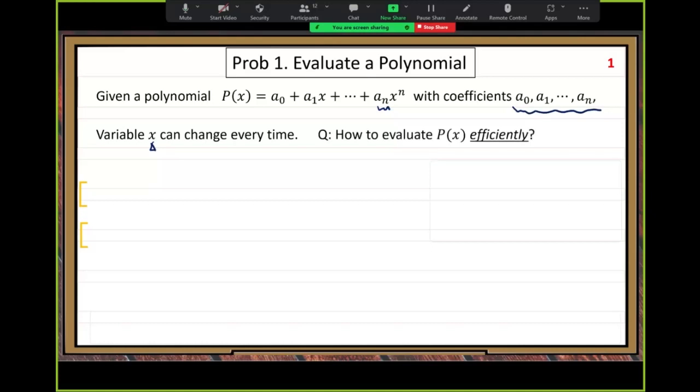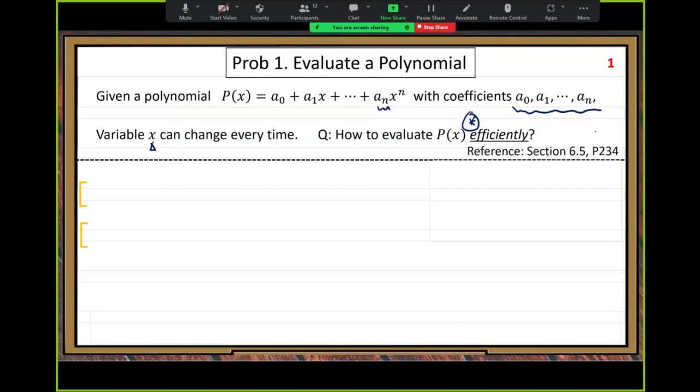Question: how to evaluate p of x efficiently? The efficiency is our biggest concern here. Correctness, we don't worry about correctness. We know most people can find the correct value easily, right? But for the efficiency, we need to have a lot of discussion on this efficiency here.